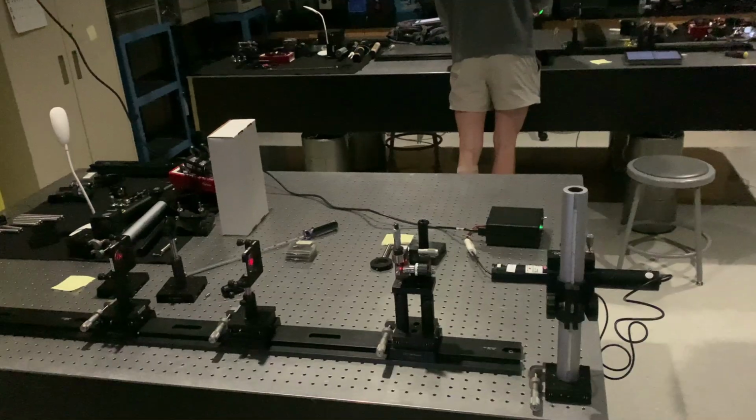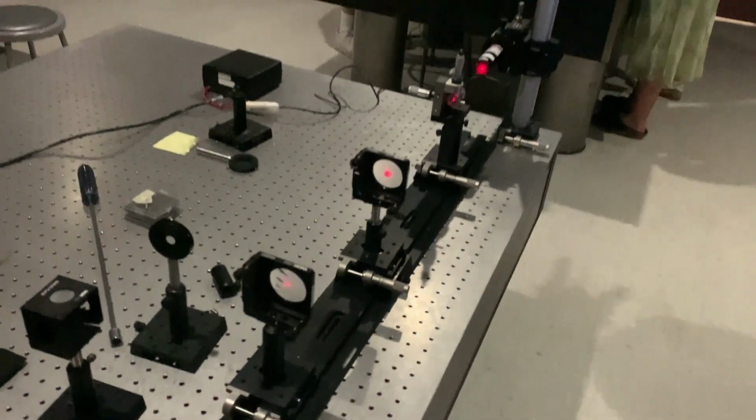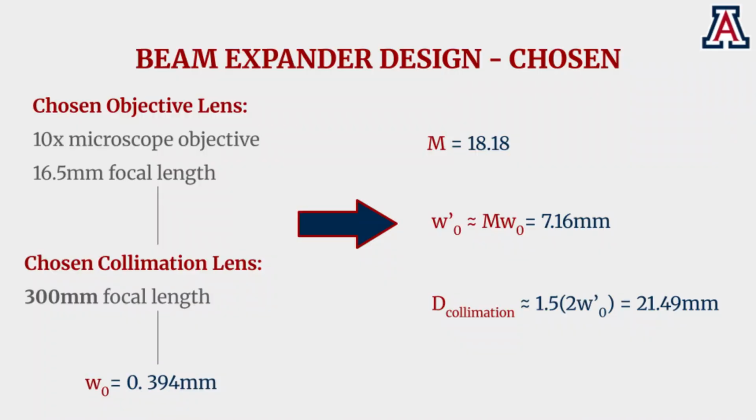For this setup, we had two collimation lenses available, 200mm and 300mm. To compare directly with our previous experiment without a beam expander, we reused the 200mm lens, leaving the 300mm lens for the beam expander. This gives an expansion ratio of 18.18. The laser's initial beam waist was measured at 394 microns, which expands to 7.16mm after the expander.